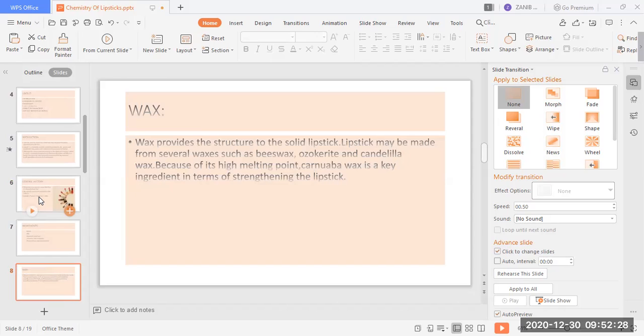First, wax. Wax provides structure to the solid lipstick. We also say that the gloss and hardness generally depend on the characteristics and quantity of waxes. The best characteristics are obtained by using a mixture of waxes of different melting points and adjusting the final melting point by incorporating a sufficient amount of high melting point wax.